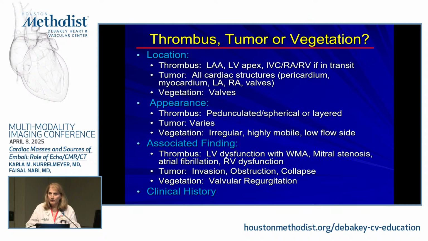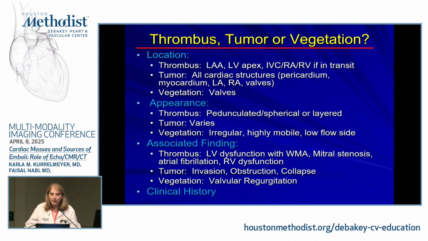The appearance will help you. The thrombus is always pedunculated or spherical if it's in transit. It's layered if it's a mural thrombus attached to an aneurysm. And the tumor, the appearance is going to vary, and the vegetation is going to be very irregular, highly mobile on the low flow side of valves.